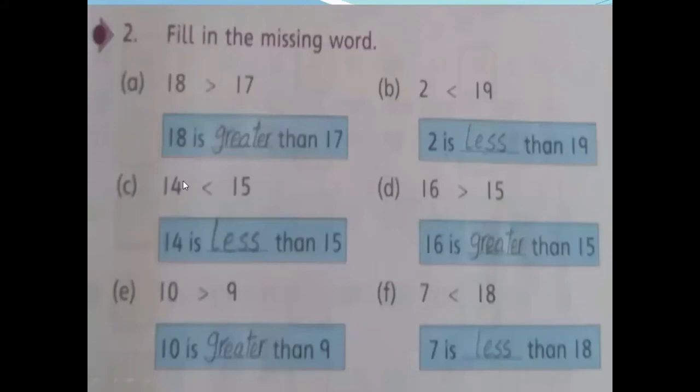Now see the next number, 14. What is the sign for this one? Yes, obviously the first number is less. So we can say it is the sign of less than. Because the first number is less, we use the sign less than. 14 is less than 15. Okay, see the next sum.